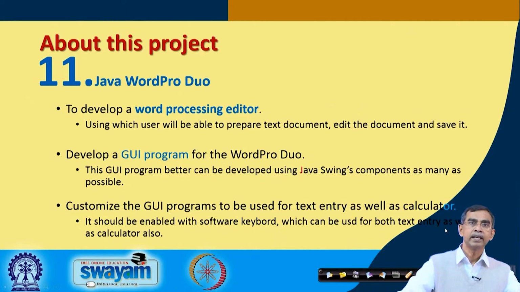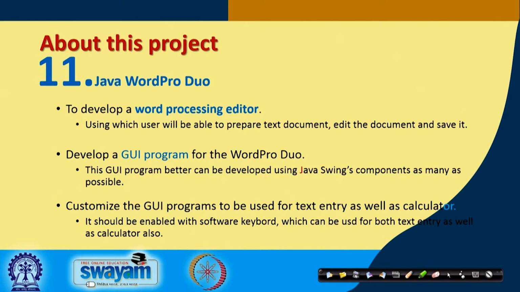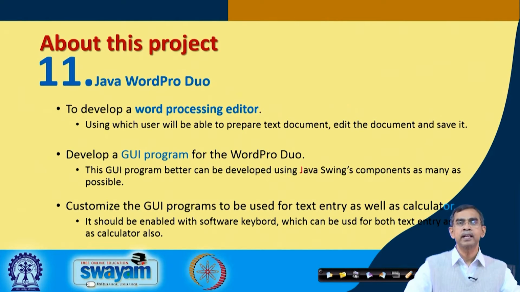Now, let us see what the idea of the project is. As I have mentioned, this project is basically word processing. So, we have to develop a word processing editor. You are already familiar with some word processing editors that you have most probably used while compiling and typing your program, for example, Notepad++, WordPad, Notepad. So, a similar kind of software you have to develop.